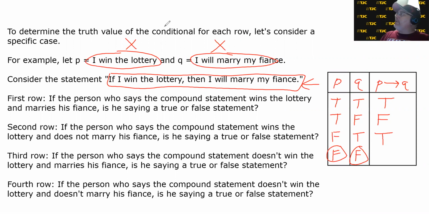Honey, if I win the lottery, then I will marry you. Okay. Dang, I didn't win. Honey, I didn't win the lottery. I can't marry you. That's okay. At least you didn't break your promise.